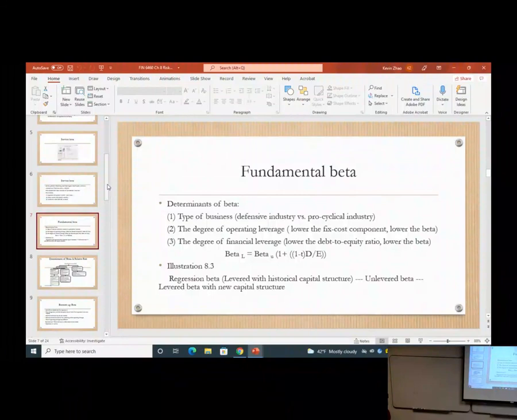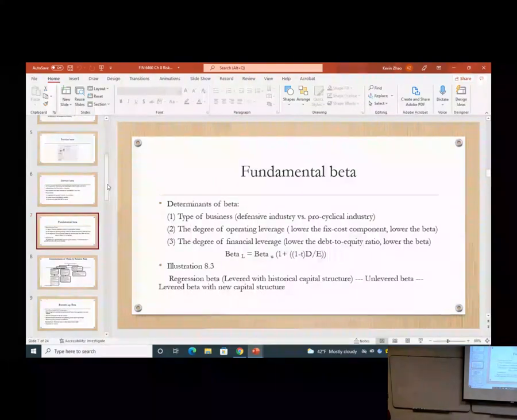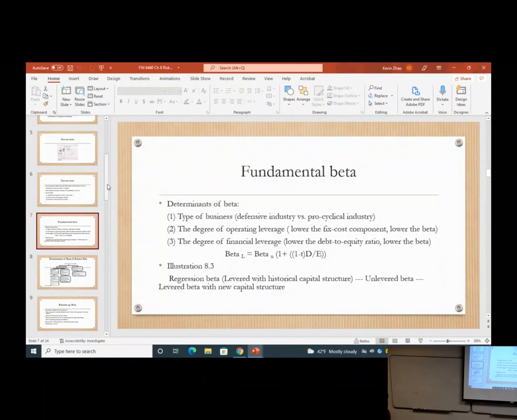Here we avoid using the levered beta again. We use the business beta. Business beta equals unlevered beta times 1 plus fixed costs divided by variable costs. So this considers the operating leverage in the determinants of beta. It doesn't look very complicated, does it?